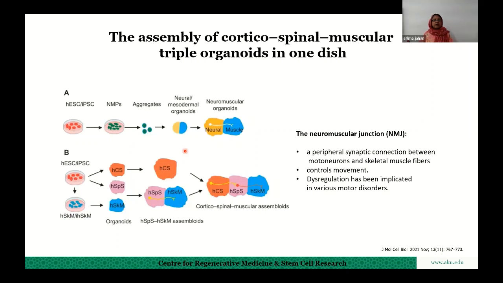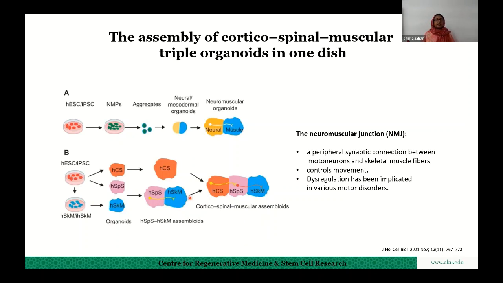So recently, this group is also working on multiple assembloid or triple organoid systems. One example is the neuromuscular junction, which is a peripheral synaptic connection between the motor neurons and the skeletal muscle fibers, and that controls movement. So how do you study the motor neurons connected to the cortical region, and at the same time how they project to each other, the communication?